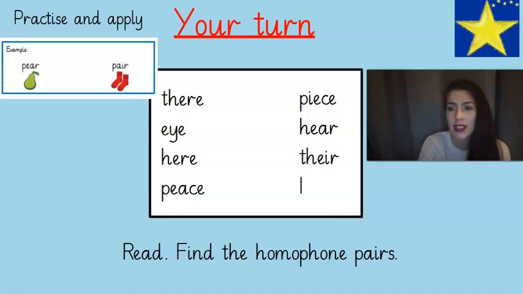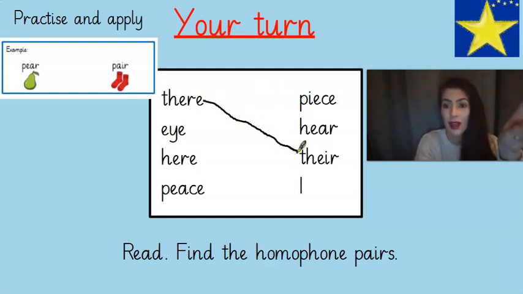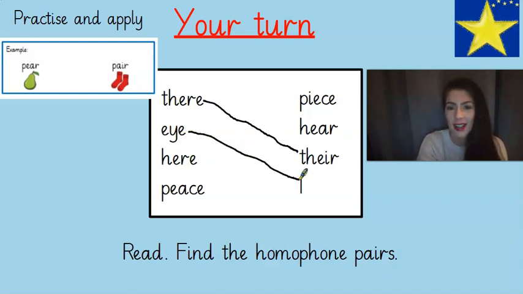Okay, have you done that? Let's have a look. There does not sound the same as peace. There and there. There as in over there, and there as in their toy. I, and I. Here and here, so over here, or I can hear. And peace, as in being peaceful, and piece, as in a piece of a jigsaw. Did you get them right?